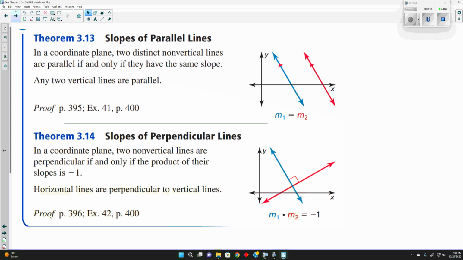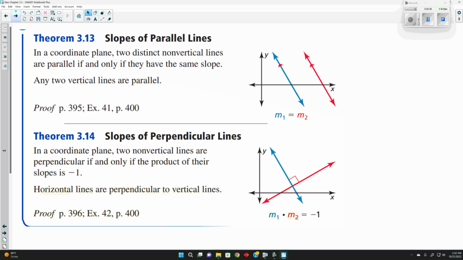So if two lines are parallel, their slopes are the same. Two lines are parallel in a coordinate plane. Two distinct non-vertical lines are parallel if and only if they have the same slope. Any two vertical lines are parallel. Now, the reason they specify non-vertical lines: a vertical line is a line going straight up and down, yes?